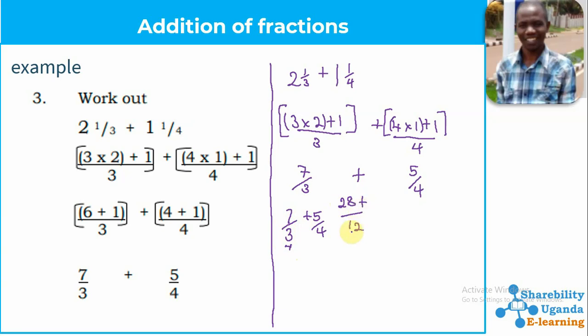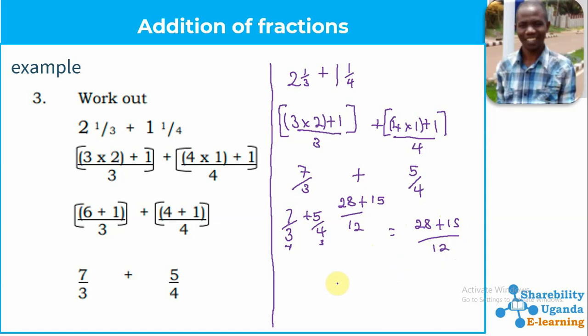Then we shall still add. What is 12 divided by 4? We get 3. Then we say 3 times 5. 3 times 5, what do we get? We shall get 15. So now this simply means that we have 28 plus 15 out of 12.